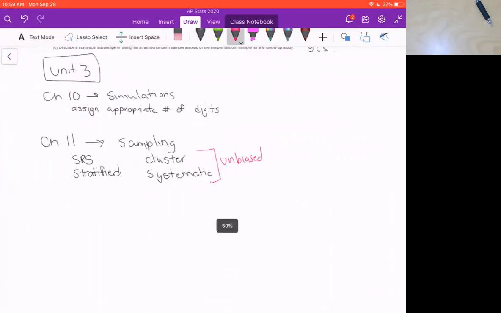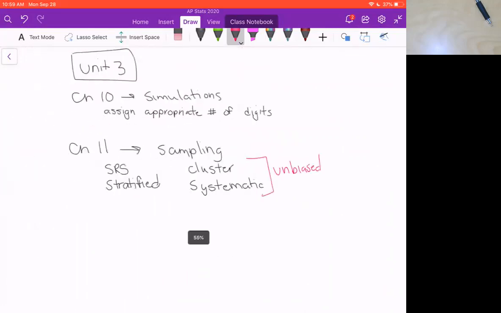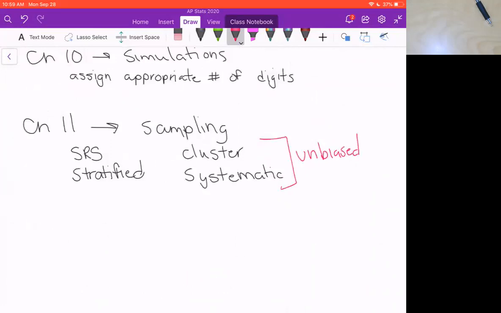Okay, so make sure you understand the difference between all of those and think about the advantages versus the disadvantages.